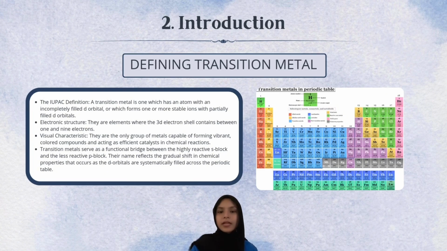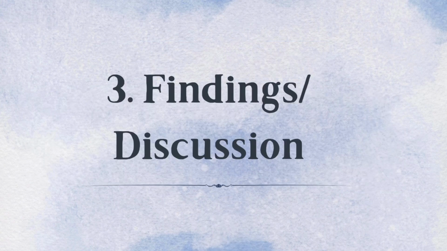However, you might notice zinc, cadmium, and mercury sitting in the d block, but technically they are not considered transition metals. Why? Because they don't meet the IUPAC criteria. Their d orbitals are completely filled, containing a full 10 electrons in both their neutral atomic state and their common ionic forms. Because they lack that incomplete orbital, they don't show the typical characteristics of true transition metals.